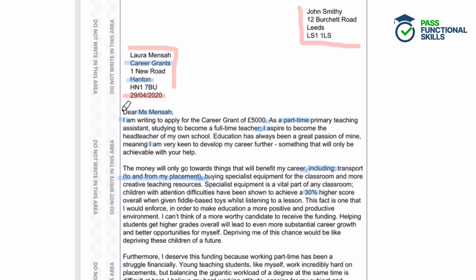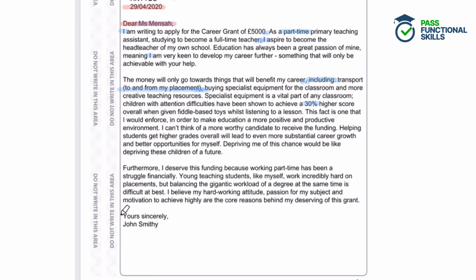You'll also need a polite greeting, so Dear Miss Mensa here, and then you'll need a polite sign-off as well. Here the student has used yours sincerely because we know the name of the person that we're writing to. We know that her name is Laura Mensa. If we didn't know the name of the person, then we could write Dear Sir / Madam, and then we would put yours faithfully rather than sincerely. And then right at the end, you will need to include the name of the sender.